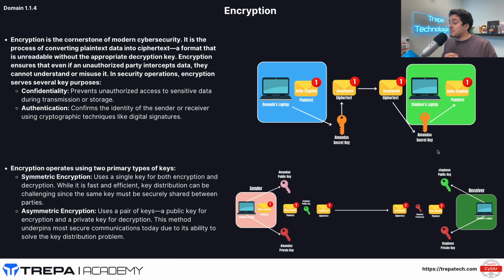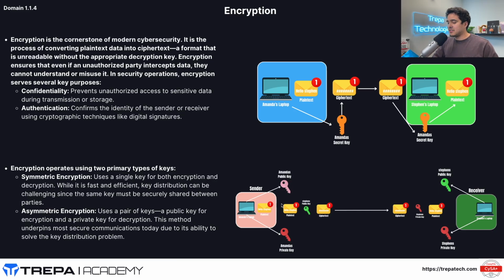But these two keys are mathematically related. So if I encrypt with my public key, the only thing that can decrypt it is my private key. So guess what? If I encrypt with my private key, what is the only thing that can decrypt? You guessed it, my public key. So two mathematically related keys.